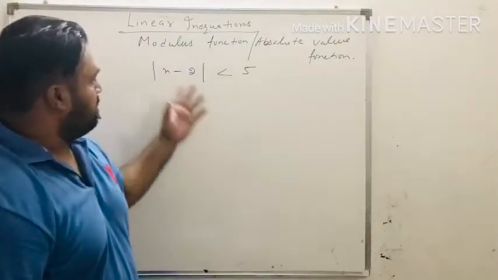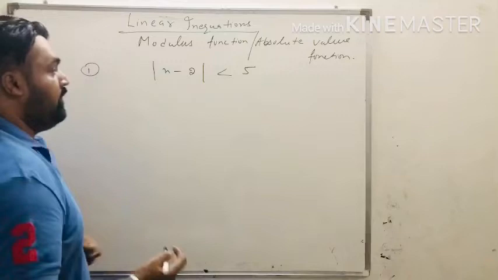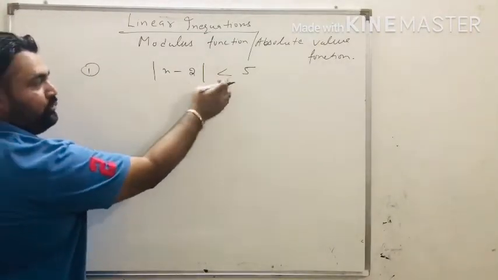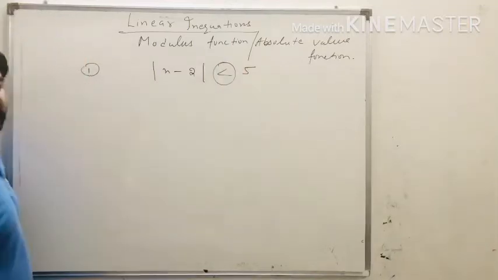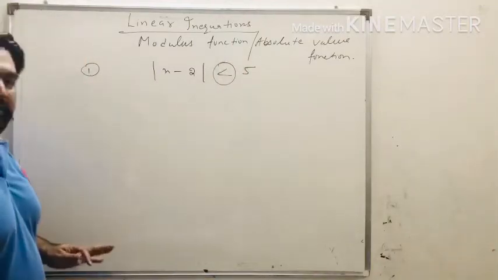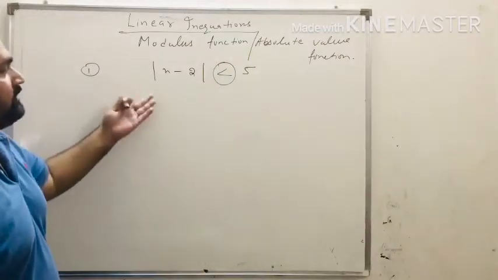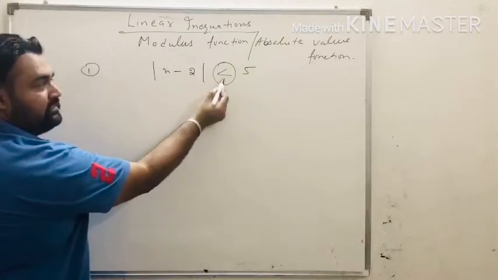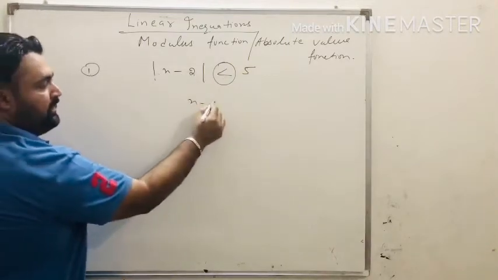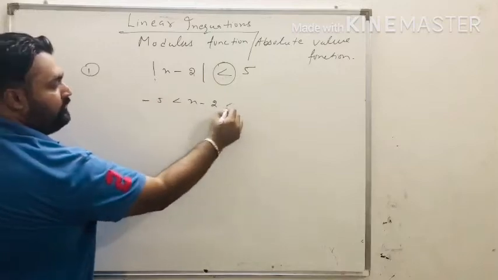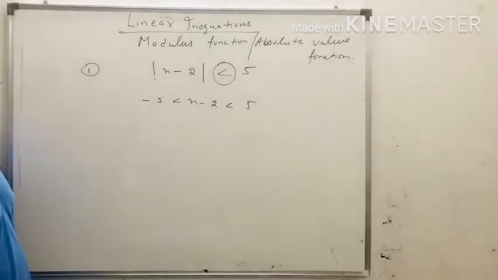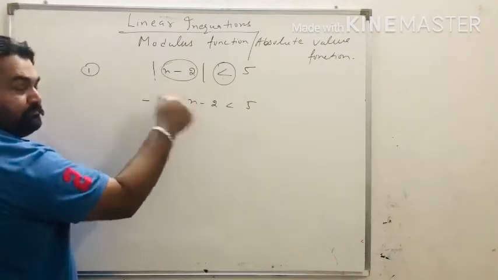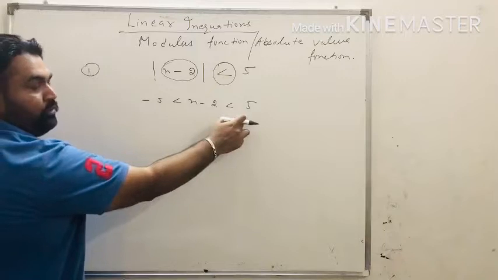Now here we start with some important questions related to modulus function. Now the first question is modulus of x minus 2 less than 5. Now the sign is less than. Now the different method to solve this modulus function is whenever the sign is less than, the value of this becomes minus 5 to 5.